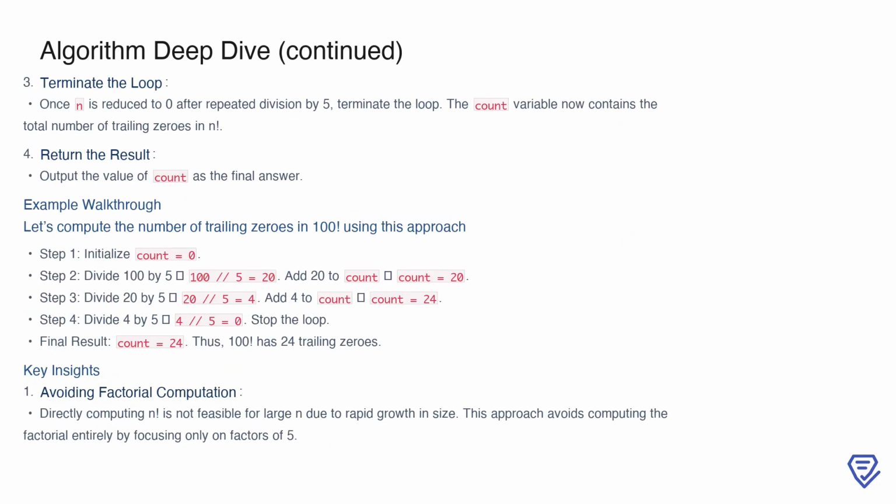Once the repeated division by 5 reduces the value of n to 0, the loop terminates. At this stage, the counter variable contains the total number of trailing zeros in n factorial. This count is then returned as the final answer.